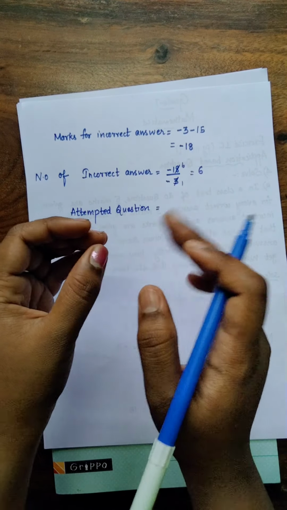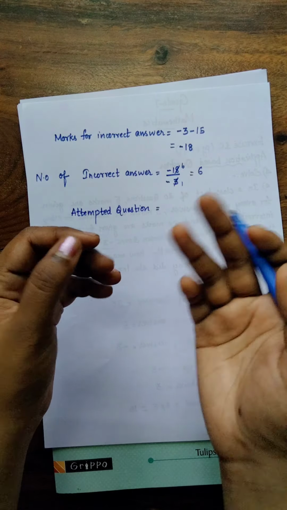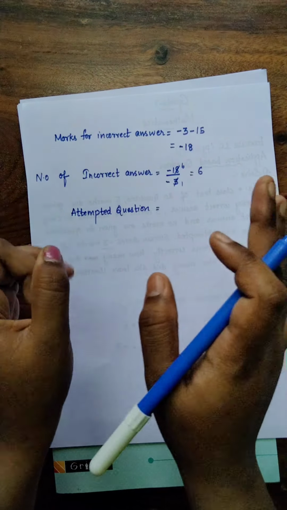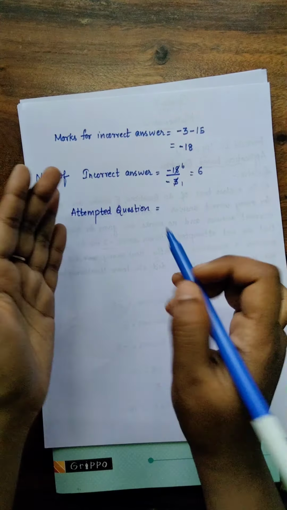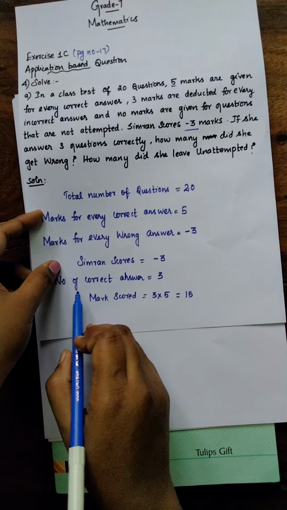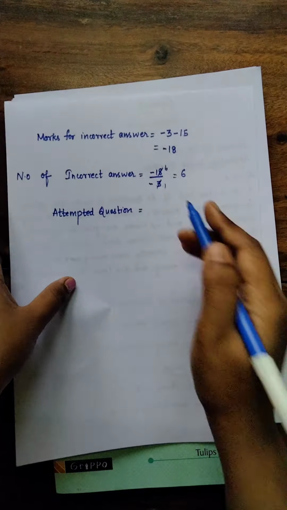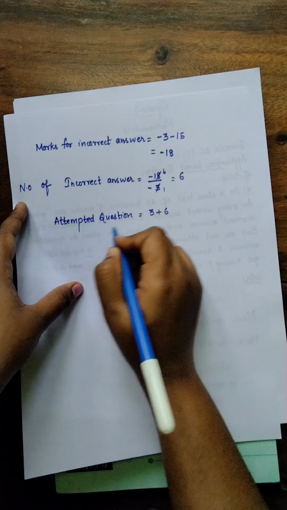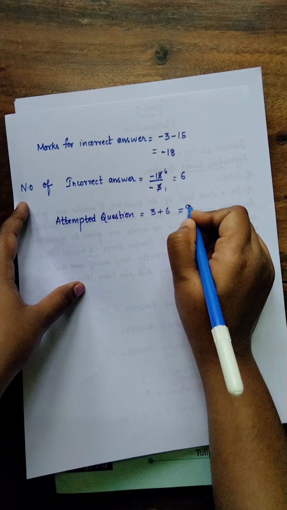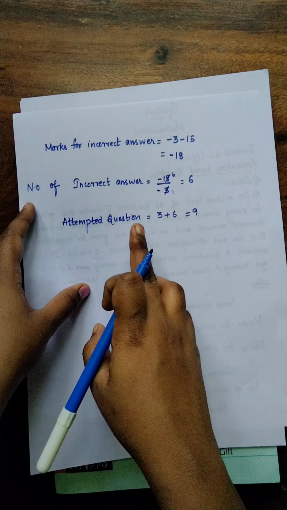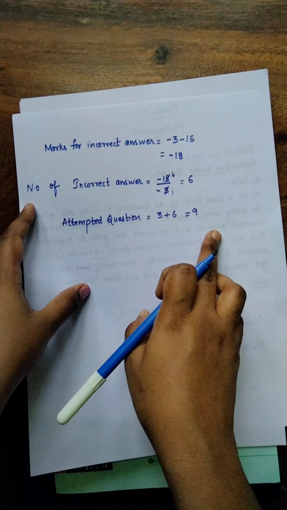They are giving 5 marks for every correct answer, they are reducing 3 marks for every wrong answer, and they are not giving any marks for unattempted questions. So, the correct answers and incorrect answers are the attempted questions. We add the correct answers and the incorrect answers: 3 plus 6. So, Simran attempted 9 questions in total. Understand?